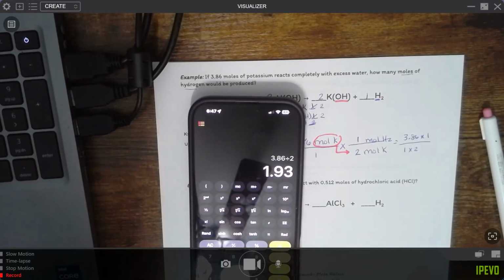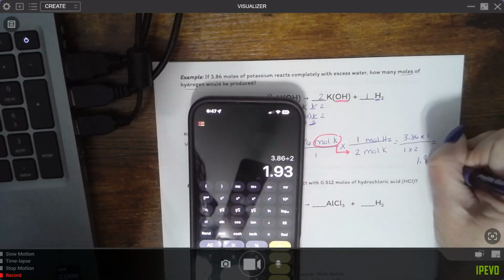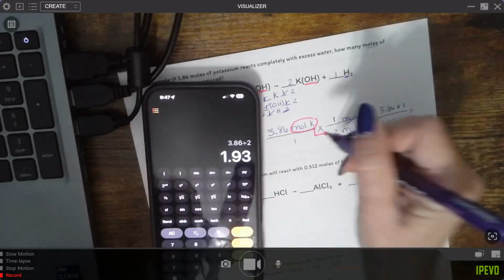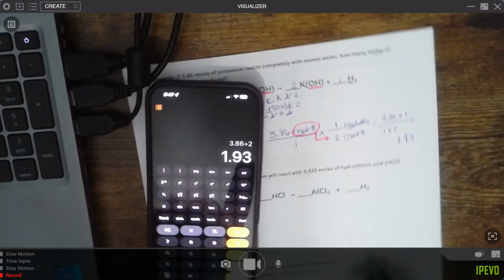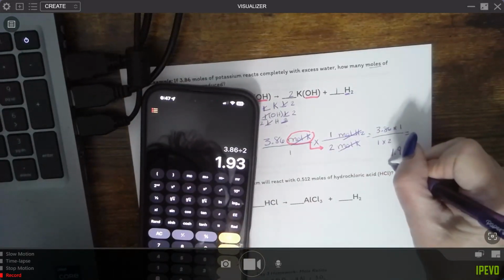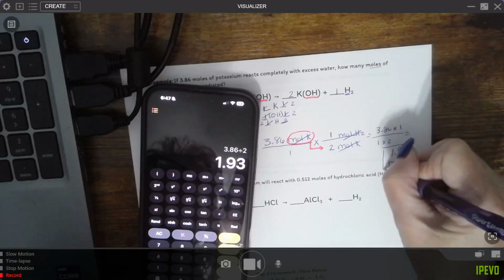So that is going to be 1.93. Our moles of potassium cancel out, leaving us with moles of H2. So 1.93 moles of hydrogen. Okay.